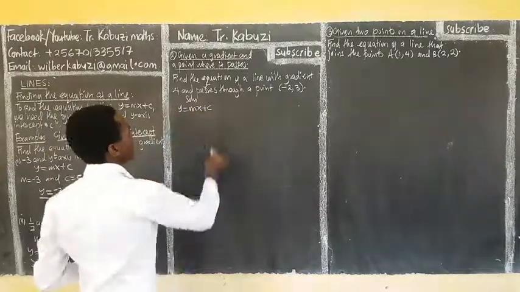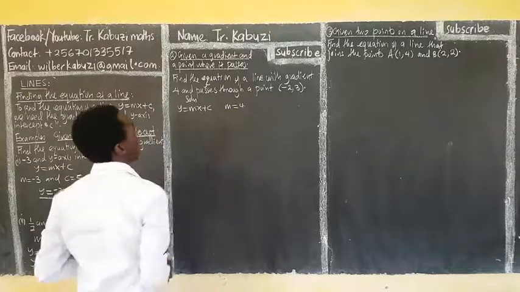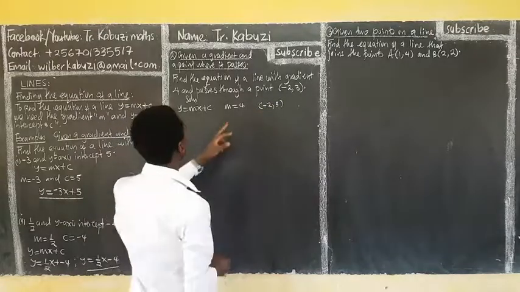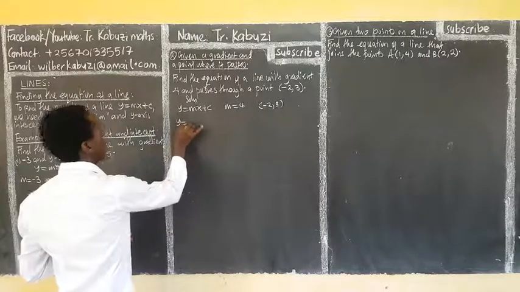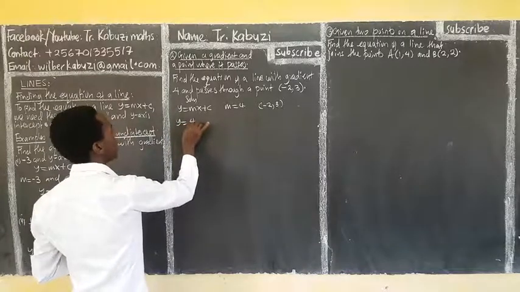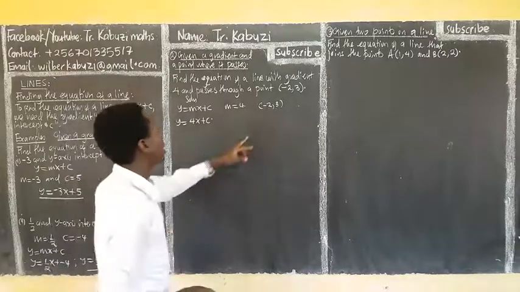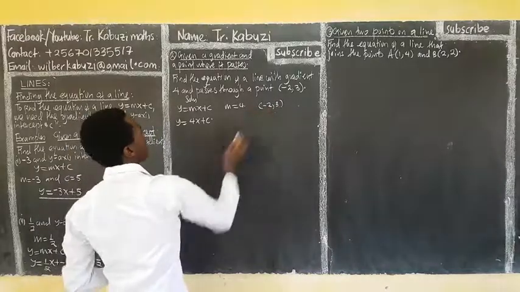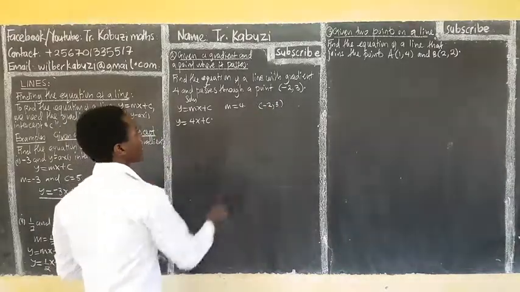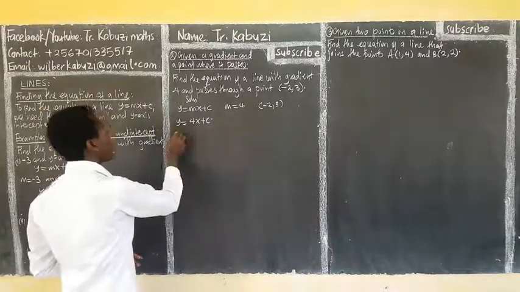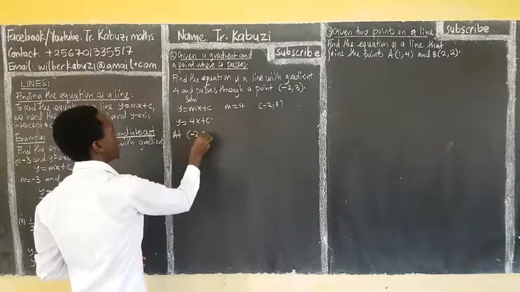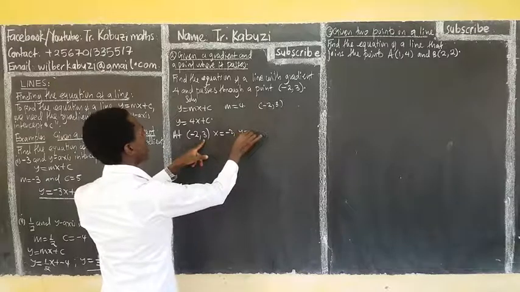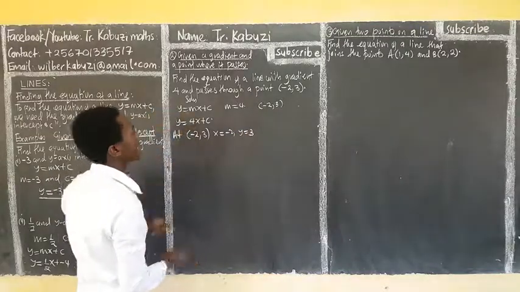So they are giving us the gradient, so we have our m as 4. And they are giving us a point where this line passes. They are giving us a point, -2, 3. So first of all, we substitute here, y equal to 4x, then plus c. Now, if we know that this line is passing through this point, what happens? It means that this point is satisfying this equation here. So meaning, if I have my point -2, 3, here x is -2 and y is 3. So now we substitute in this equation so that we get the c.